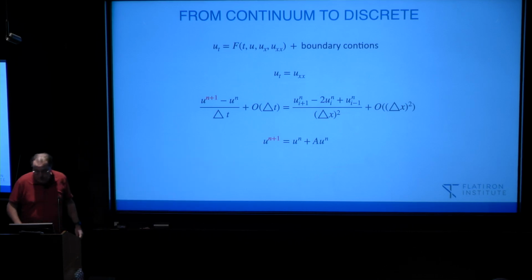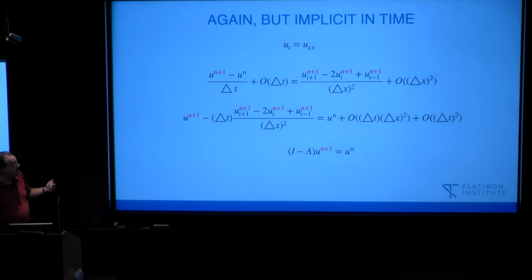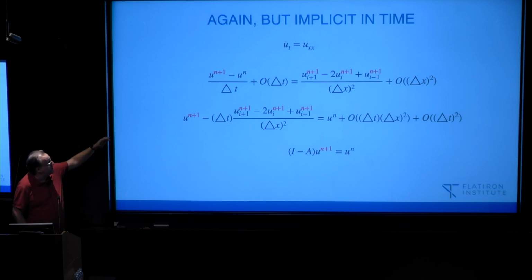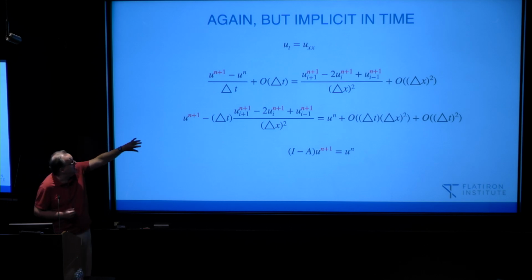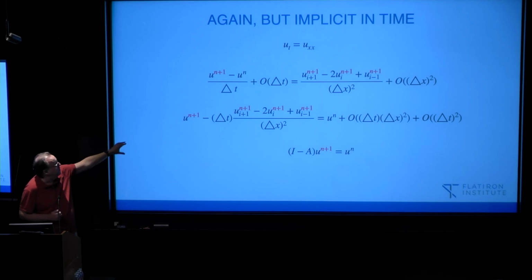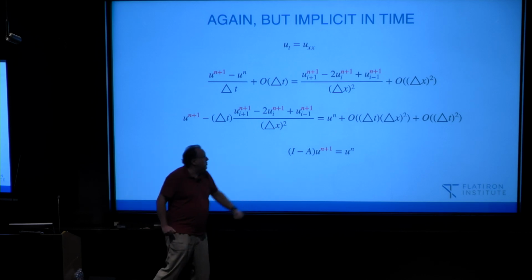There's another approach, which is to do what's called implicit in time. So rather than discretizing the derivatives with respect to x at the previous time step, we discretize them at the new time step. We don't know them yet, of course. Now we can move those unknown u's over to the left side, and we end up with an algebraic equation for u n plus 1.